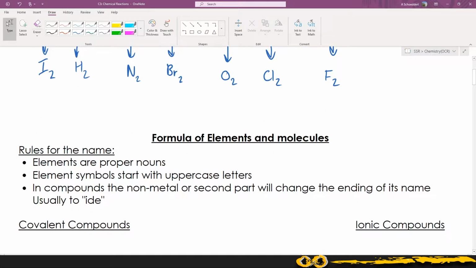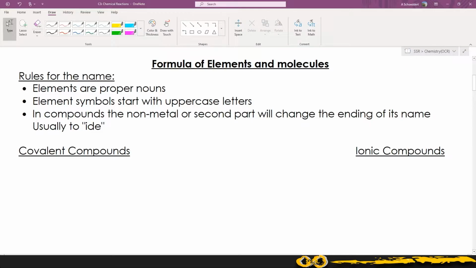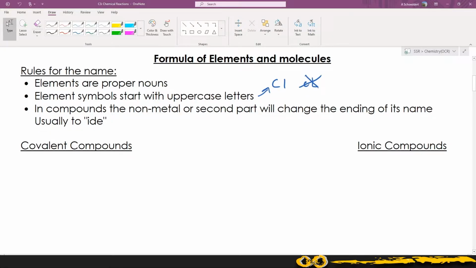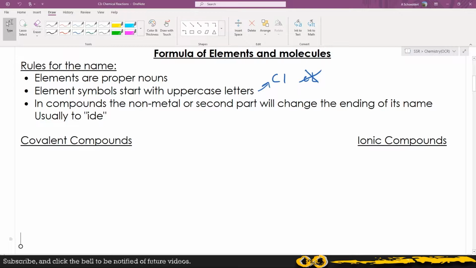Next, let's get into how we go about writing these formulas. We need to recall some general rules. Elements are proper nouns, and that means that they will start with an uppercase letter. Their symbols will also start with an uppercase letter. For example, in the case of chlorine, you would have Cl, not lowercase c, and then uppercase L. In fact, if you're looking at an element, or a series of elements in a compound, every time you see a new uppercase letter, you know you're dealing with a new element. When you're looking at a compound, the second part will change the ending of its name, usually to "ide". So, for example, carbon dioxide.